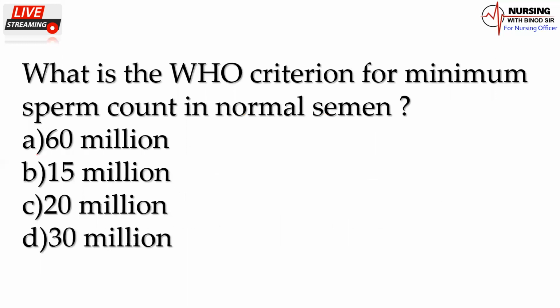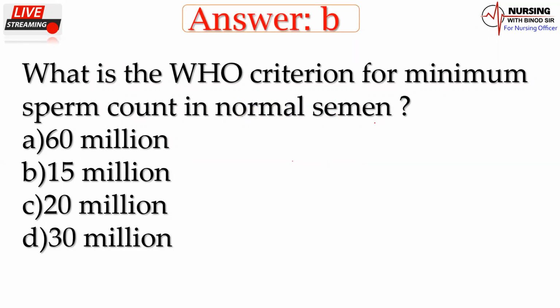Now we'll come back to the next question. What is the WHO criterion for minimum sperm count in normal semen? 60 million, 15 million, 20 million, 30 million. So what would be the right answer to this question? Put your right response. Answer is B, 15 million. You must remember this one.